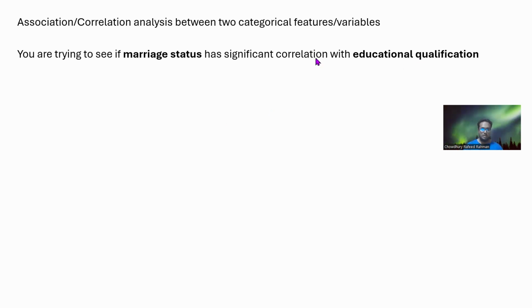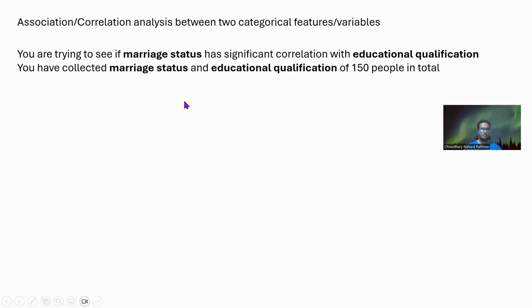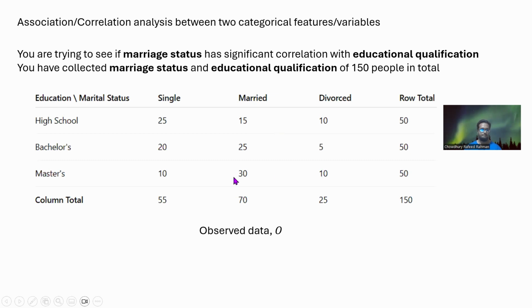So if you want to look at this, you need to collect some data. So suppose we collect some data and the data consists of 150 people in total, and we note down their marriage status and their educational qualification, and we make this table. So you can see that there are three qualifications educationally, and there are three statuses of marriage, and we can see these numbers. For example, we can see that there are 30 people who are married and who have a master's degree, and there are 10 people who have a master's degree and who are also divorced.